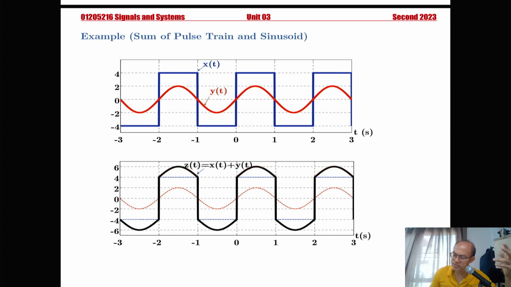Now we connect these lines together to get the signal z. Okay, right, the shape of the signal z depends on whether x is positive 4 or negative 4. When x is positive 4, we shift y up by 4. When x is negative 4, we shift y down by 4, in that interval.